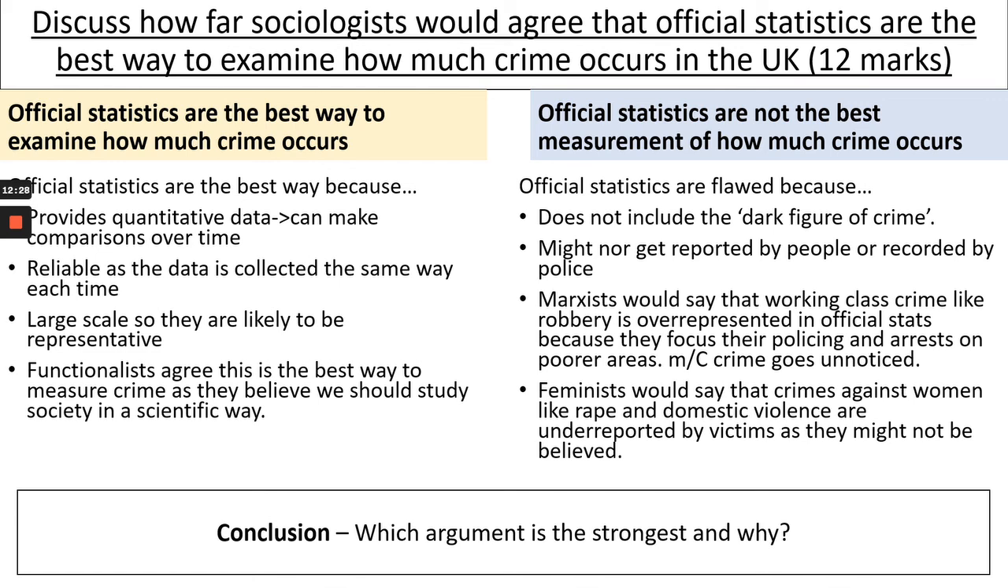And also, I haven't put it on the slide here, but you should also add in that perhaps victim surveys or self-report studies are a better way to examine how much crime occurs in the UK. And you want to explain why those methods might be better than official statistics.